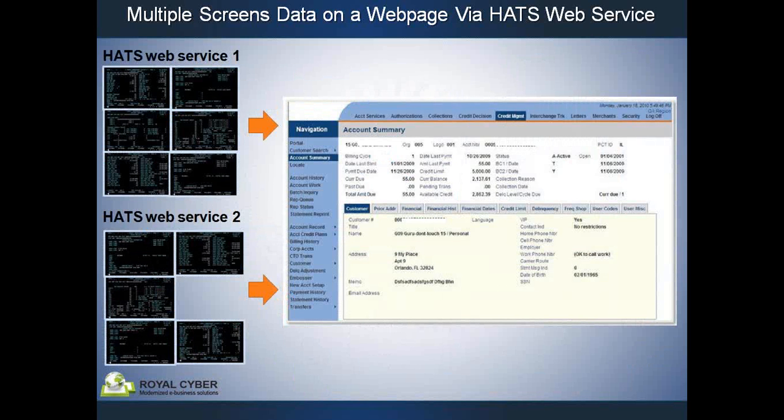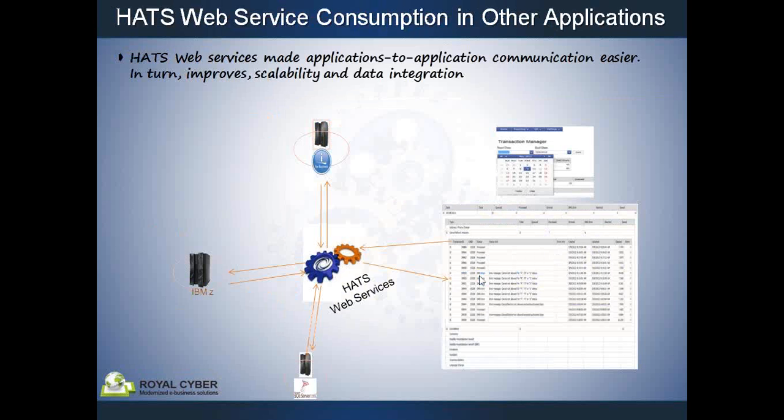Here is another example. Two HATS web services, each collecting data from multiple different green screens, are used for showing data in the modernized web page. Web service consumed in other applications. HATS web service can be consumed in other applications built on other technologies.